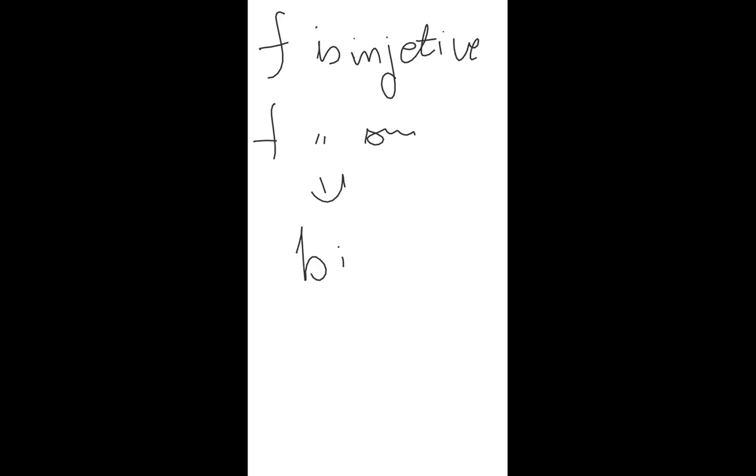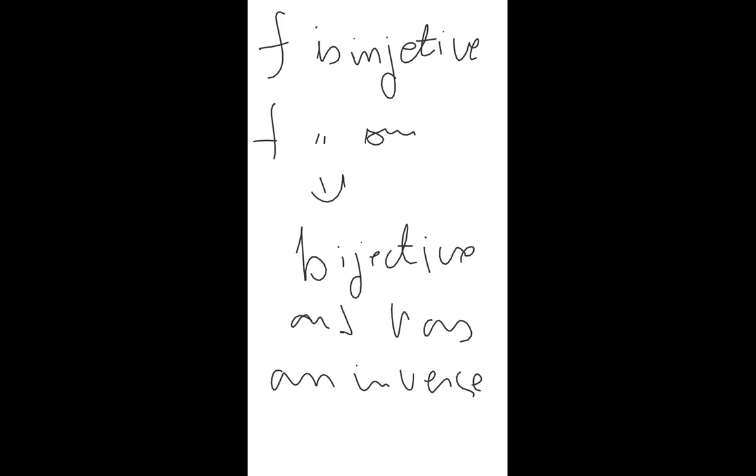Wait, let me rewrite this. You're just saying that if it has both left and right inverse, it's bijective and the inverses are equal. Okay, sure. Yeah. Well, we show that f is injective and that f is surjective. Then it is bijective and has an inverse. Now we are trying to show that the left inverse equals the right inverse equals the inverse function of f, which is f negative 1.